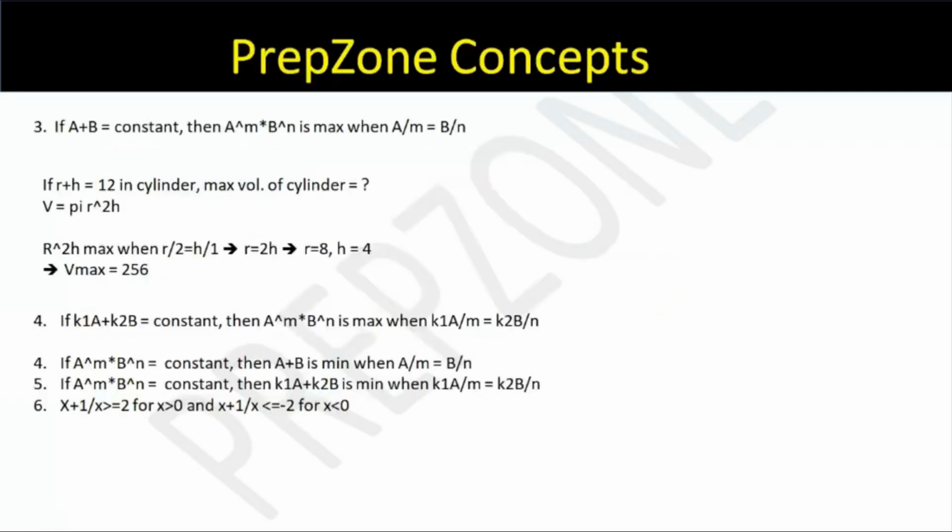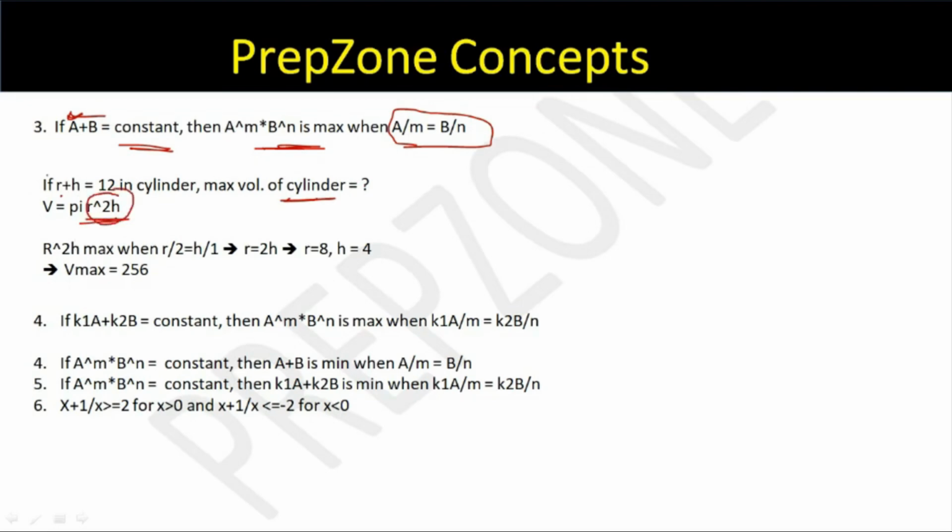these are the, like, again, I don't want you to solve it, just go through it and make sure you understand it. If sum is constant, product maximum कब होगा? When a by m is equals to b by n. Same thing जो अभी हमने पीछे किया था, just यहाँ पे coefficient is 1. So that's it. So one application of this is radius plus height is equals to 12 in cylinder. Cylinder का maximum volume बताओ. Cylinder का volume क्या होता है? Pi r square h, right? So volume maximum करने के लिए you have to maximize r square h.